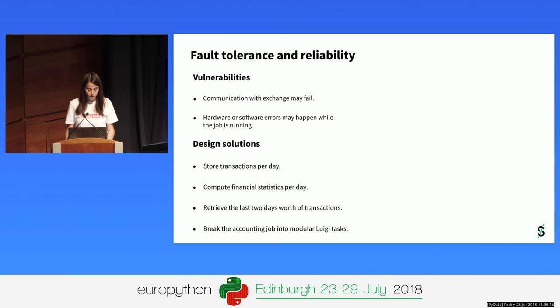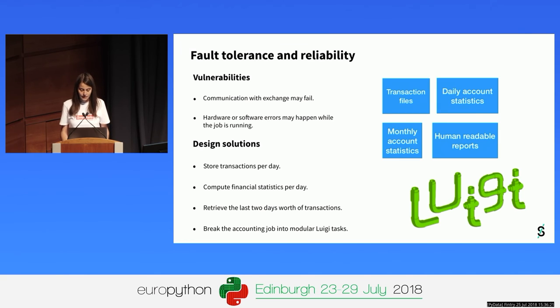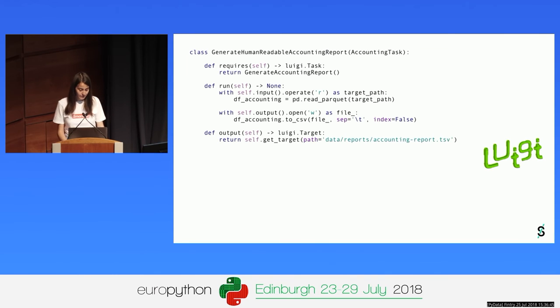And finally, we broke down the pipeline into modular Luigi tasks. Luigi is a Python library that allows you to define dependencies between tasks, and it handles the dependency resolution for you. By breaking down the pipeline into Luigi tasks, it's really easy to identify when things go wrong and which steps of the pipeline are affected, and only run those steps instead of the whole pipeline to generate again the accounting reports. This is a simplified version of a task that we have in the pipeline, which basically generates a human-readable report with account statistics.